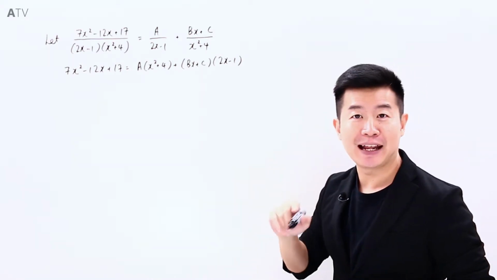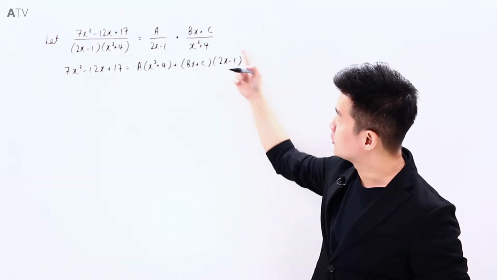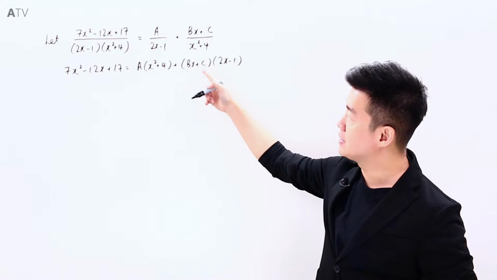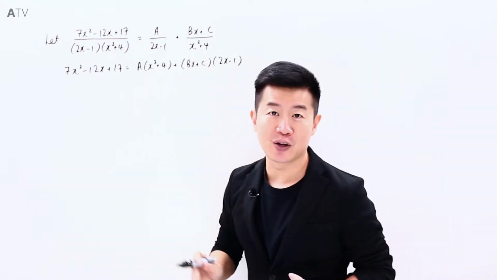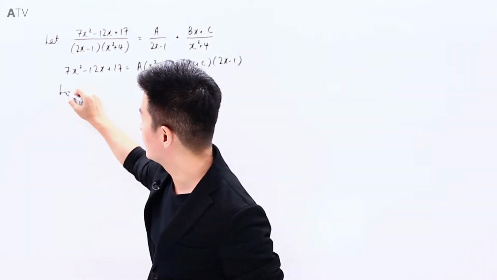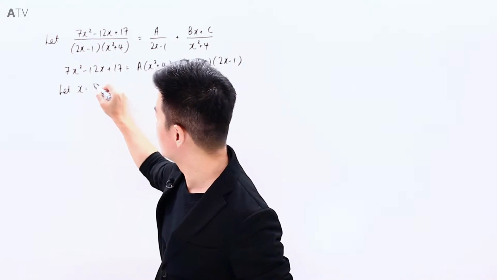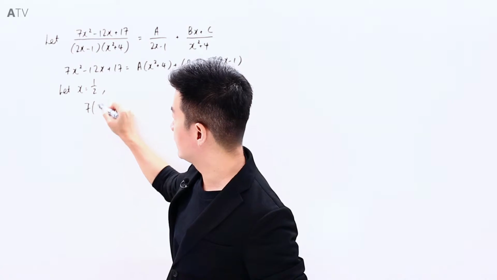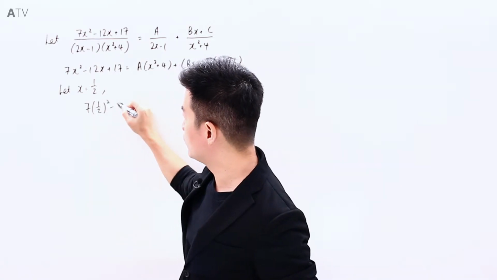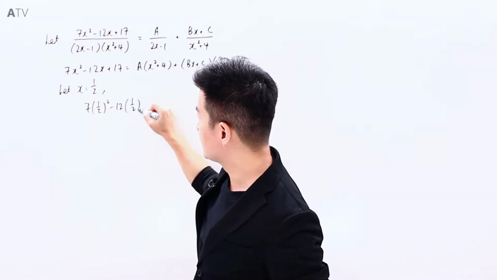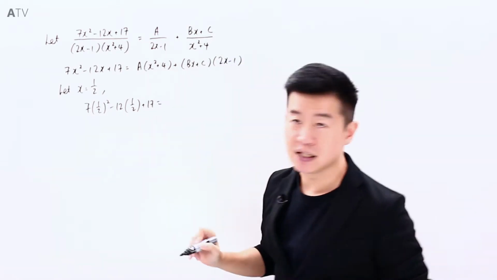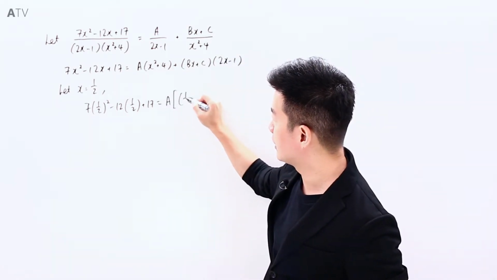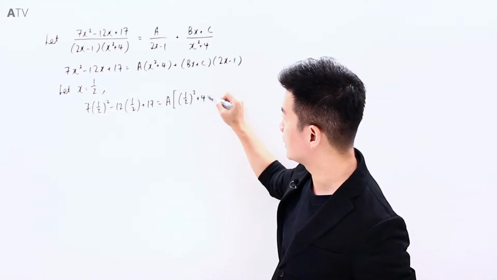Why? Because when I let x be equal to half, this is going to become 0, which means that I don't even need to care about B or C. I can then potentially find a value for A. So let's go for x equal to half, which means that on the left hand side we have 7 times half to the power of 2 minus 12 times half plus 17. And on the right hand side, we have A multiplied by half to the power of 2 plus 4.